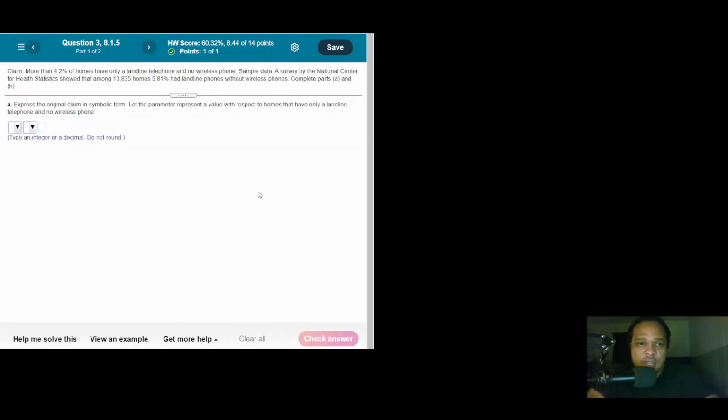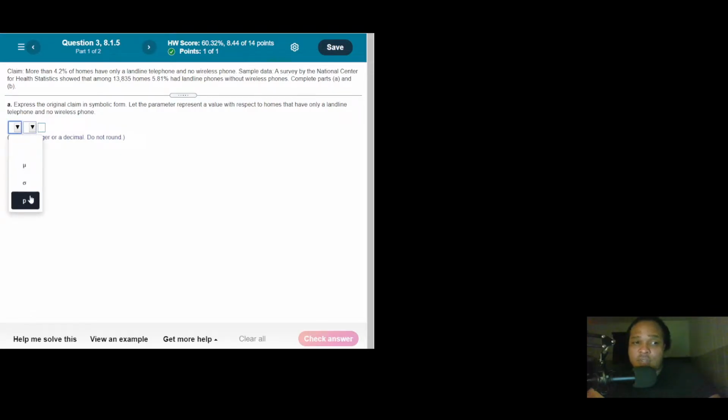Let's do this one again. Express the original claim in symbolic form. So just like in the last example in chapter 7, I'm going to skim for what I need. It looks like they have the word claim here, so whatever follows it is going to be our claim and the number that we should use. It says more than 4.2% of homes have a landline telephone and no wireless phone.